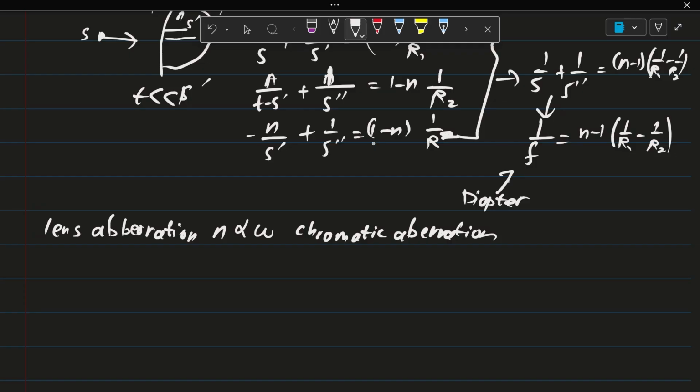Another one is spherical aberration, because lenses aren't real spheres. So there will be some resolution lost when it comes to using lenses. This is an unfortunate thing about lenses.